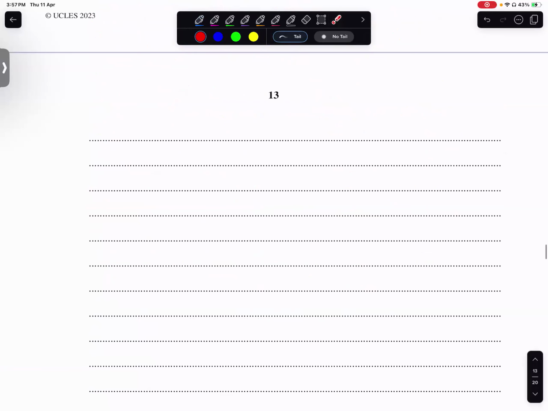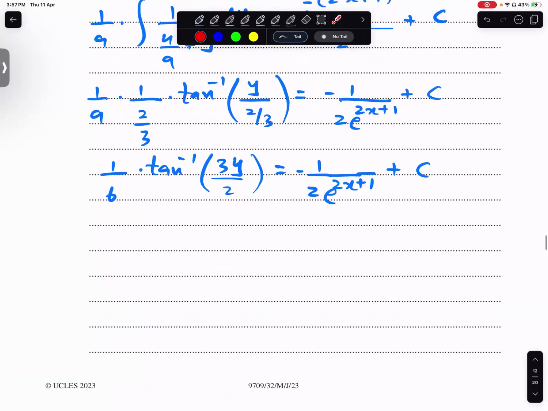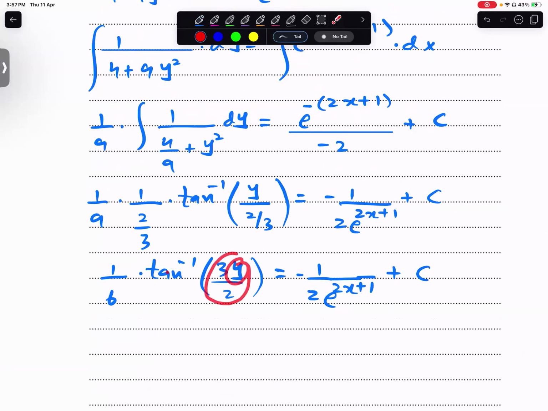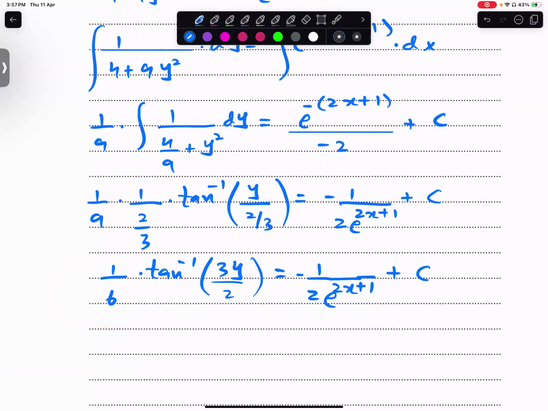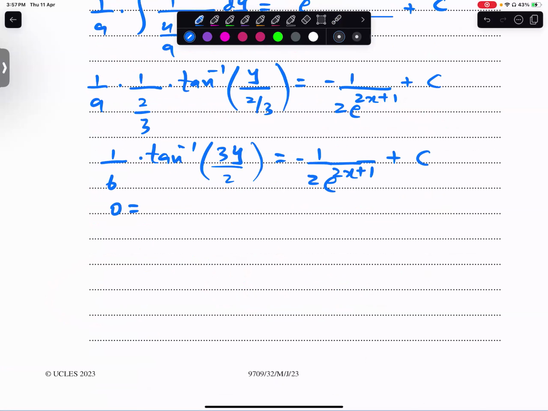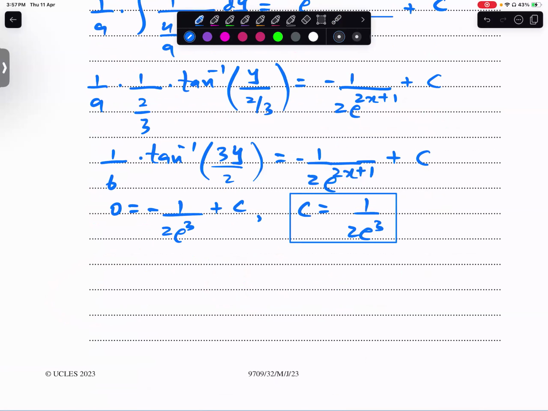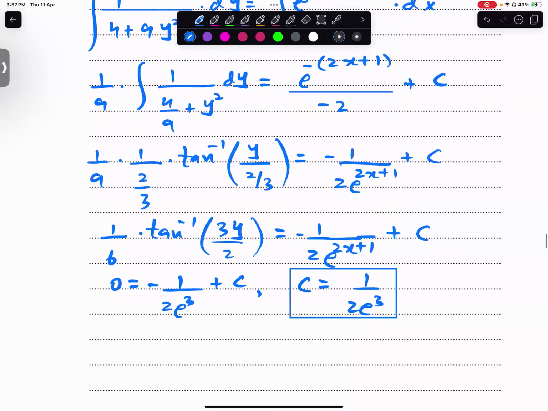If you put y is 0, tan inverse of 0, you can, using the calculator, see that this is 0. So the left side will become 0. So x is 1, so minus 1 over 2 e raised to power 3 plus c. So c will be 1 over 2 e raised to power 3. So this is the value of c. Use this value of c in the above expression.